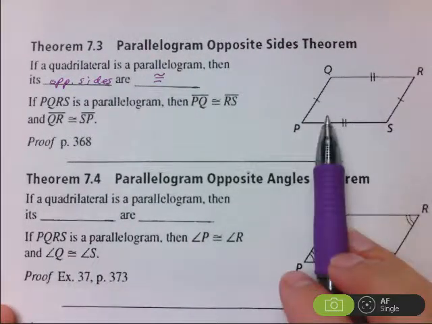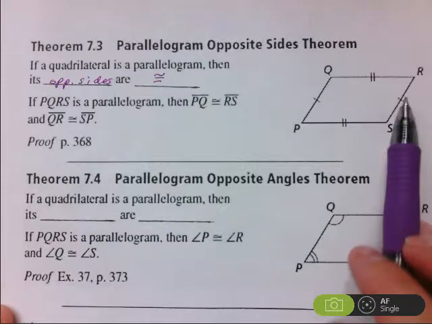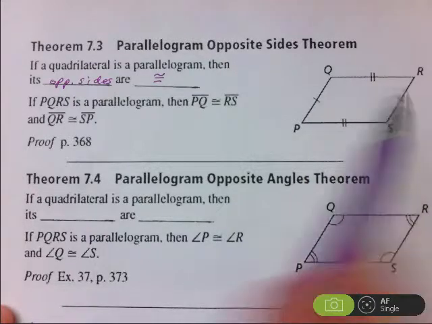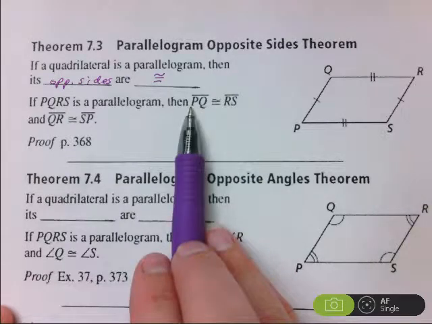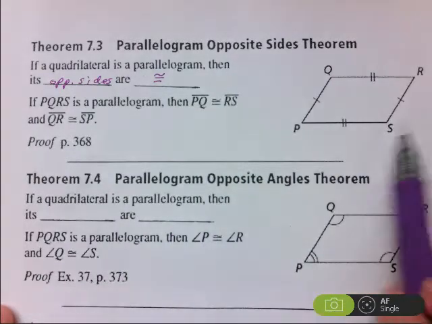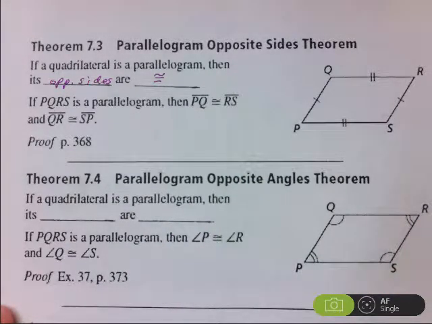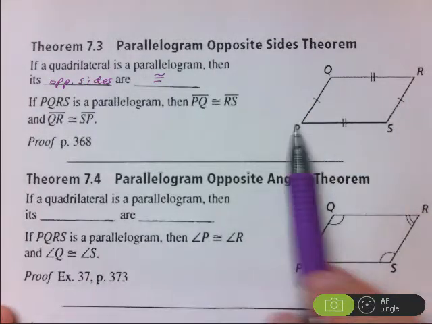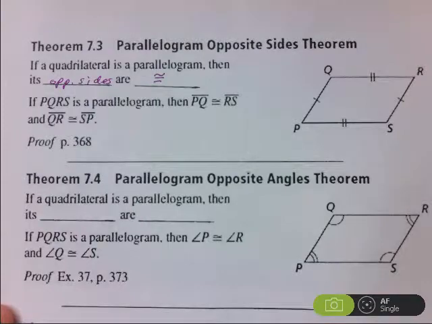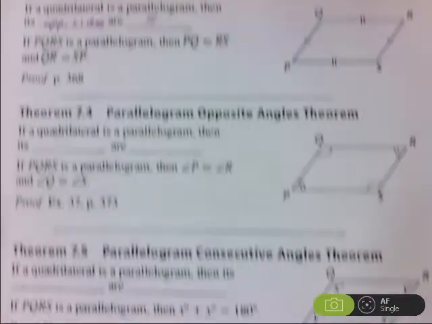And again, if you look over here at your picture, you can see our little hash marks. Those mean congruent. And then we also have our statement here telling us that PQ is congruent to RS. Okay, and we also have QR is congruent to SP. Good, let's move on to the next one then.